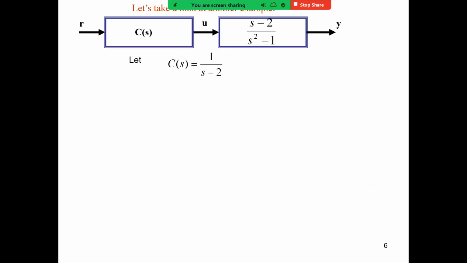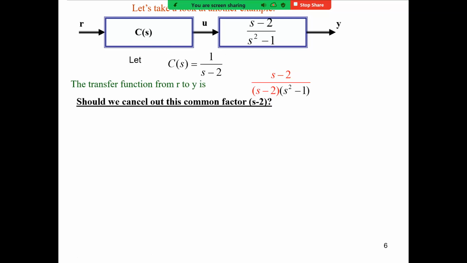Now, let's look at another example. I want you to stretch your mind this time. This time there is a different situation. Here is the transfer function. Now I design my controller in this way: 1 over s minus 2. Let's compute the transfer function. We know the transfer function, of course, will be this one times this. And this time, we also have a common factor, s minus 2. Should we cancel out this common factor, s minus 2?